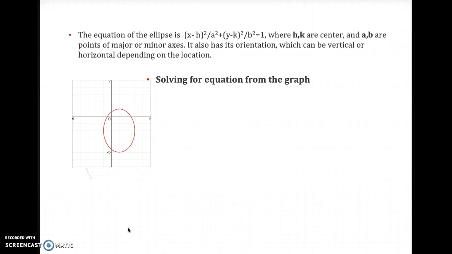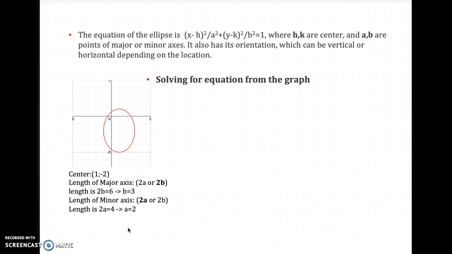So here is our graph. As we can see from our graph, our center is located at (1, -2). The length of the major axis is 2a or 2b. Here it is 2b because it lies on the vertical axis. The length 2b equals 6, which means b equals 3. The length of the minor axis is 2a because it's the shortest. The length 2a equals 4, so a equals 2. Orientation is vertical, the major axis is parallel to the y-axis.